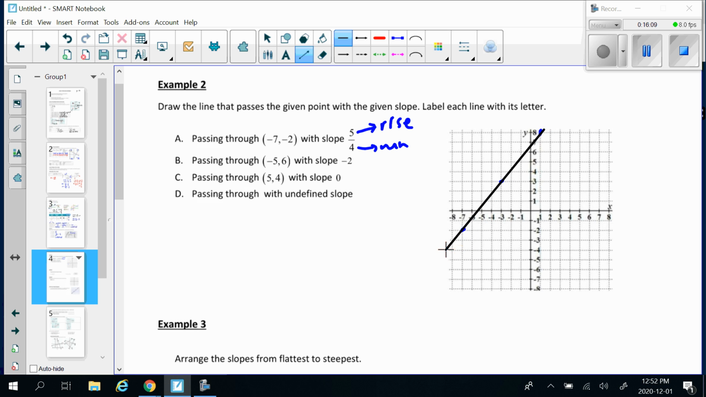When you draw a line, I would expect that you extend the line to the edge of the graph and you put arrows on the end to indicate that it goes on infinitely. And this is A. Okay.